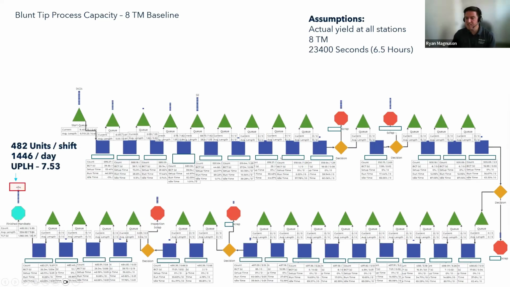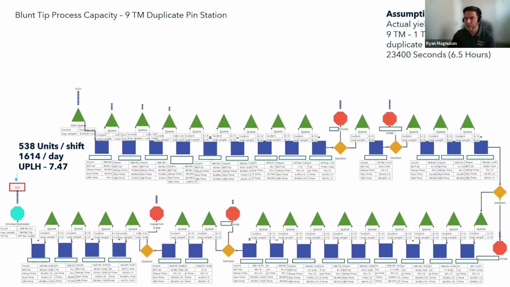So I said, okay, this is easy. I can just show you what'll happen if we duplicate that pin station. So I created a duplicate server of the pin station. We needed to add another person to the line that would run that pin station. And look, we got a little bit more output. 538 was meeting the target. Our UPLH was about the same.